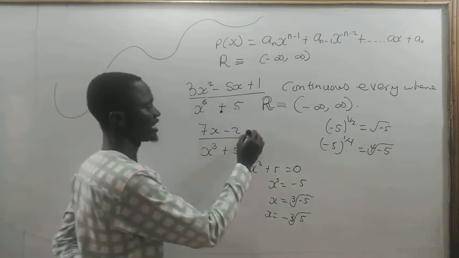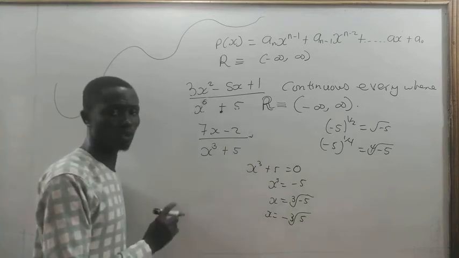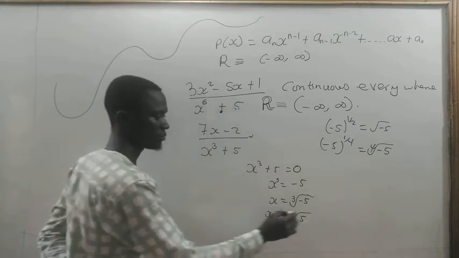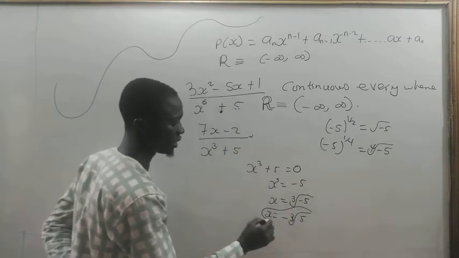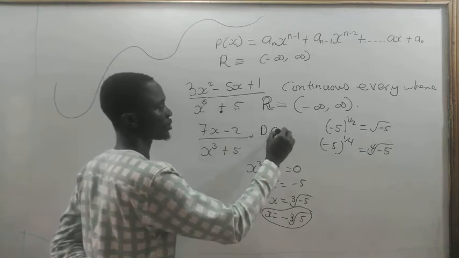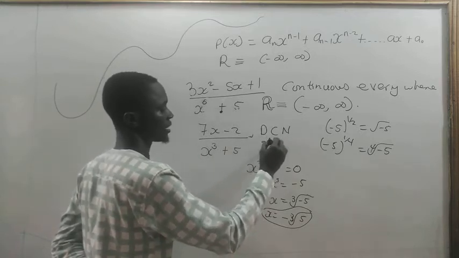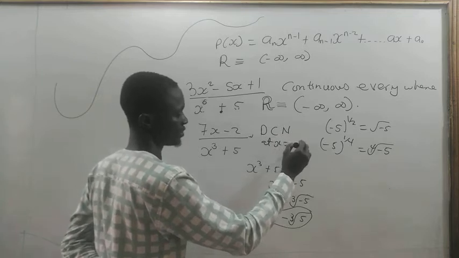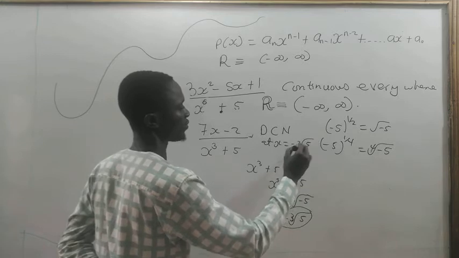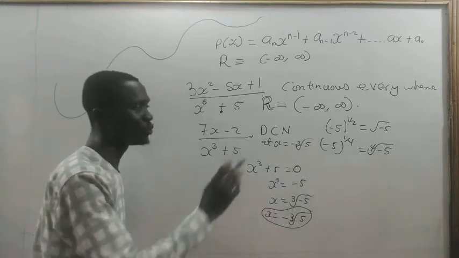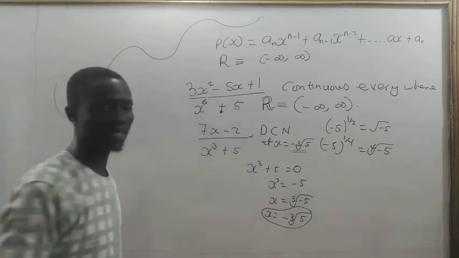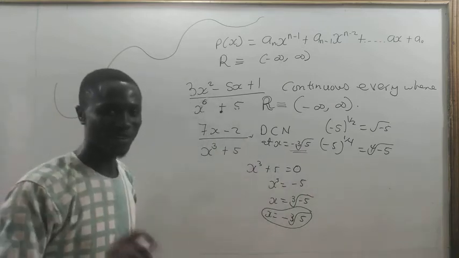So this function is continuous on its domain. Thus, it is continuous everywhere except at x equal to this. So the function is discontinuous at x equal to negative cube root of 5, or you can say cube root of minus 5. So at this point, there will be a hole in this graph. Very simple as that.